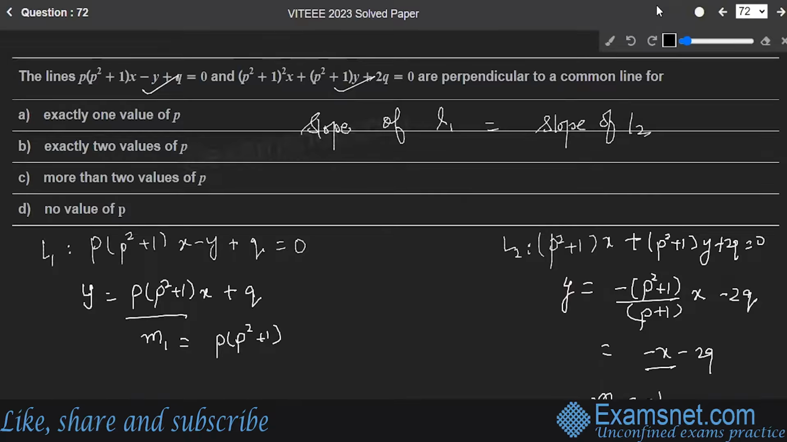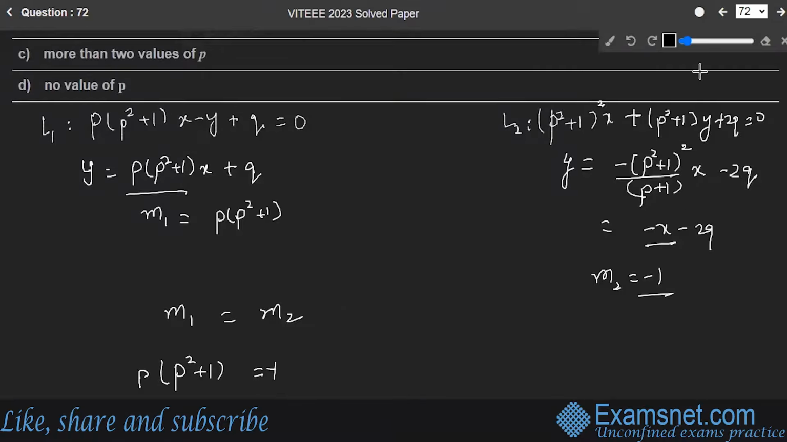There's a small mistake. I forgot to write this square over here. So this is square, this is also square.